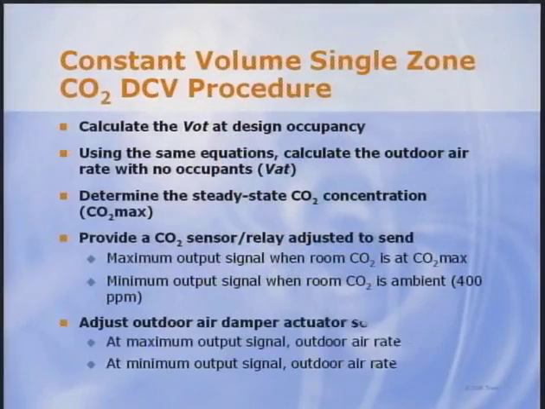The final step is made in the field in conjunction with the air balancer. The damper actuator or linkage would be adjusted so that at the maximum CO2 sensor output, such as 20 milliamps, the system would deliver the designed outdoor air rate, VOT. At the minimum signal, 4 milliamps, the damper position is adjusted to provide VAT.